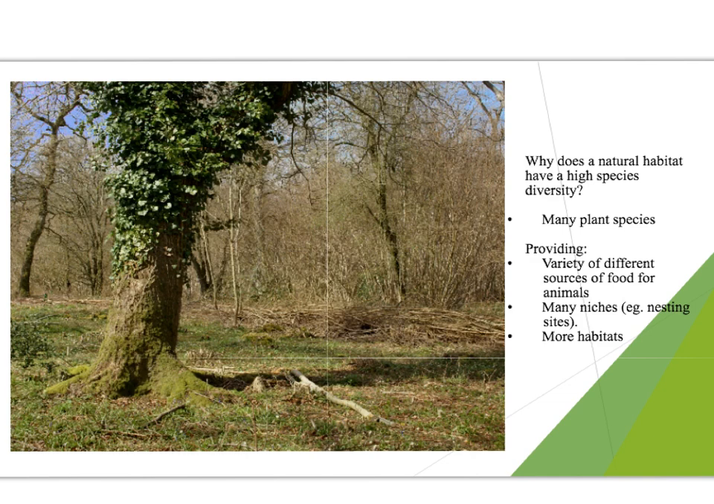Also think about a food chain. If you've got more plant species and you've got more variety of food sources, for example, that can support a greater variety of insects, and that could then support a greater variety of birds, because there'd be a greater variety of insects for them to feed on.